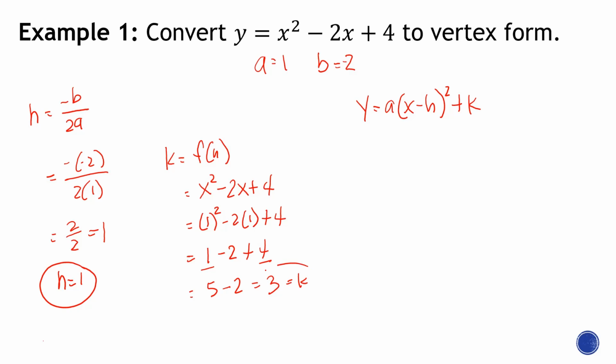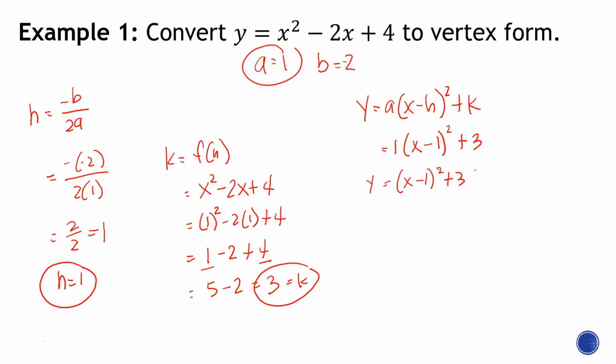This is our k. So once we have all those variables that we need, we just need to plug them in the formula. So 1 times x. So for h, you need to change its sign. It's positive 1, so here you're going to make it minus 1. Square plus 3. So for the k, you just need to keep that. Now, there's no need for us to write the 1, so that means we can just write the vertex form as this.